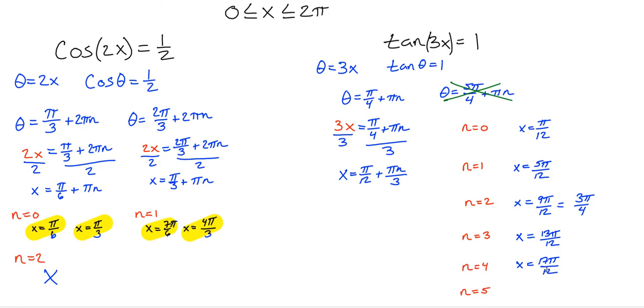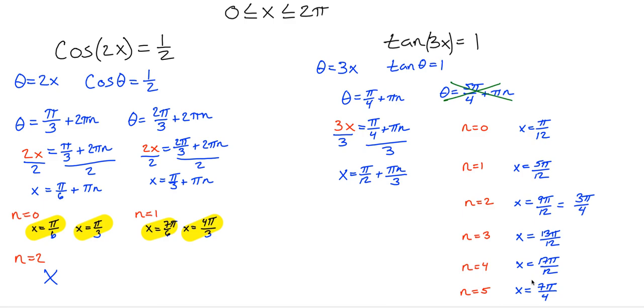Let's say n is equal to 5. Okay. Well, if n is equal to 5, that means we get pi over 12 plus 5 pi over 3, and that's going to bring us to 7 pi over 4. So I can say here that x is equal to 7 pi over 4. All right, because if n is equal to 5, that would end up equaling pi over 12 plus 5 pi over 3 would be 21 pi over 12, and that would reduce to 7 pi over 4.